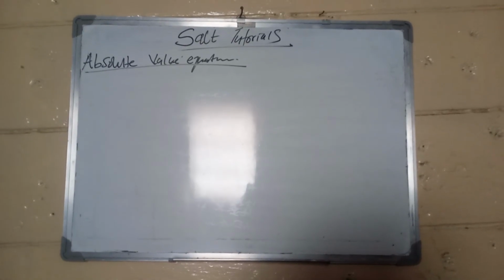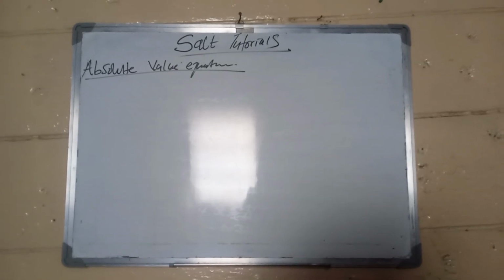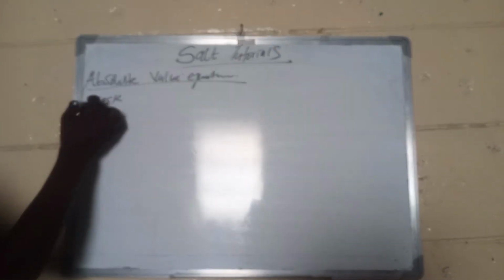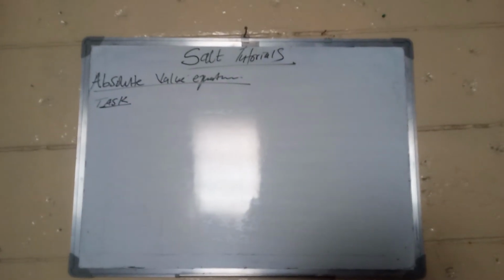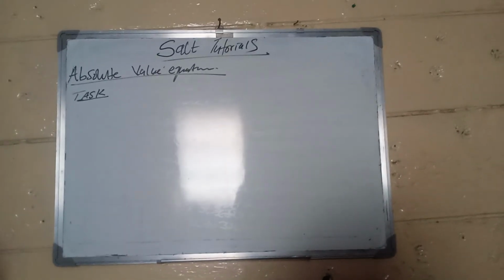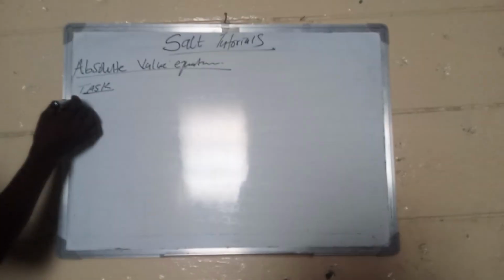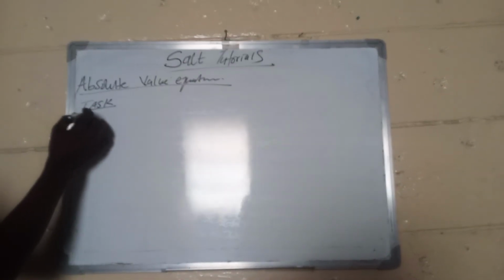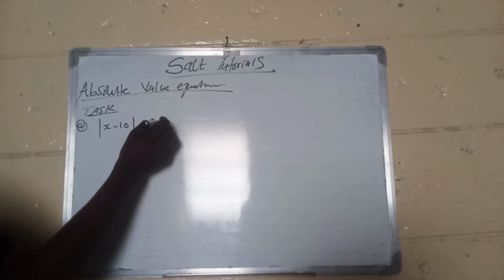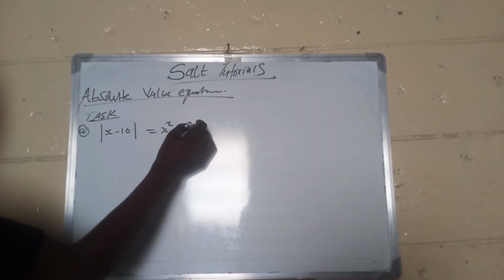Okay, so now, since we've understood what absolute value equations are, your task is to solve these tasks and then send them through to my inbox and my WhatsApp as the way we've been doing as always. So we have the first one, which I want you to solve, which is the absolute value of x minus 10 equal to x squared minus 10x.